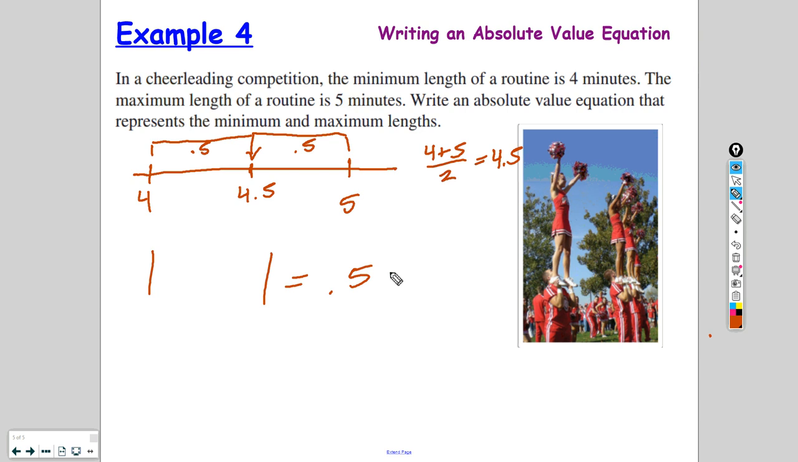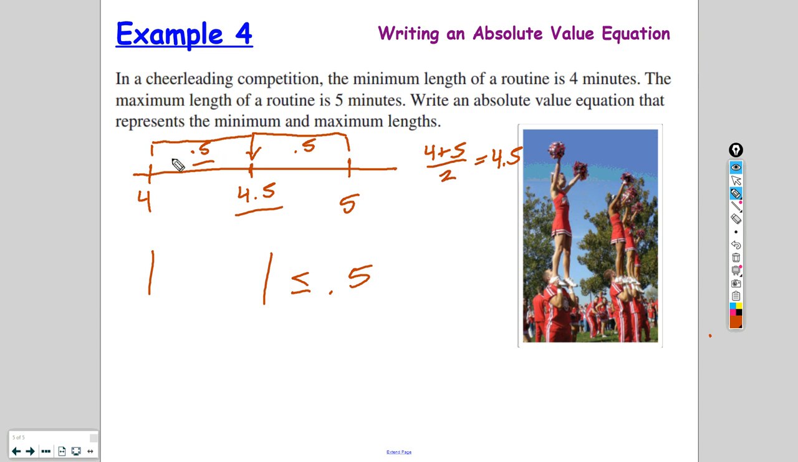And actually, I put an equation there, and I don't want that, because it doesn't have to be 4 minutes or 5 minutes. It's just got to be within this range. So it's got to be less than or equal to 0.5 units away from 4.5 in terms of the routine. So the important things is that number in the middle and then that distance. That number in the middle is the distance that we have to look at.